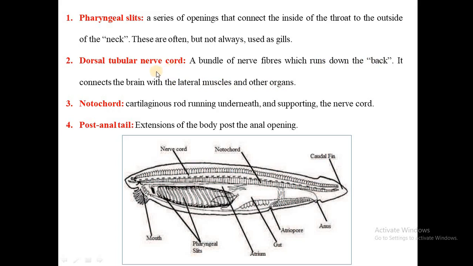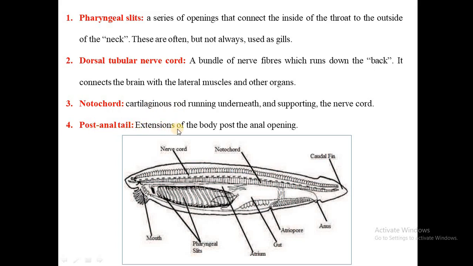Here the important thing is that the nerve cord is found on the dorsal side and is tubular in nature, compared to non-chordates, where the nerve cord is found on the ventral side and sometimes is solid. The next is the notochord. It is a cartilaginous rod running underneath and supporting the nerve cord. The notochord is a rod-like structure which you will find in higher chordates like vertebrates. It is replaced by another structure which we call the vertebral column or backbone.